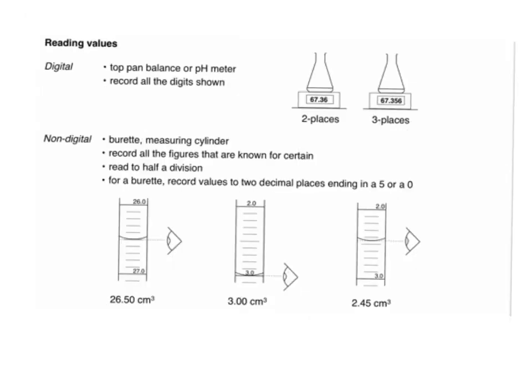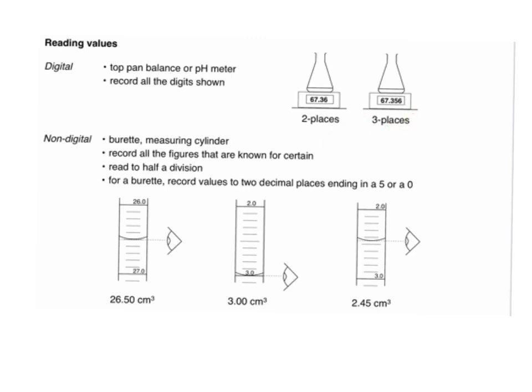The technician also used a balance to weigh out the sample of the iron 2 ethane dioate. And this is a digital piece of apparatus. So examples of digital apparatus are a top pan balance or pH meter. So if we used a two-place analytical balance, the two-place analytical balance has a lower degree of precision than a three-place balance. And we'll have a look at how we calculate that uncertainty in a moment.